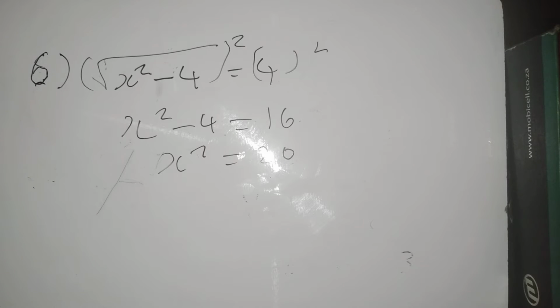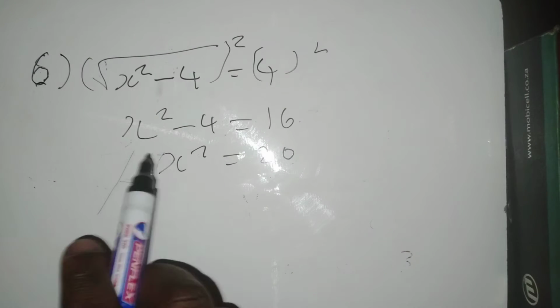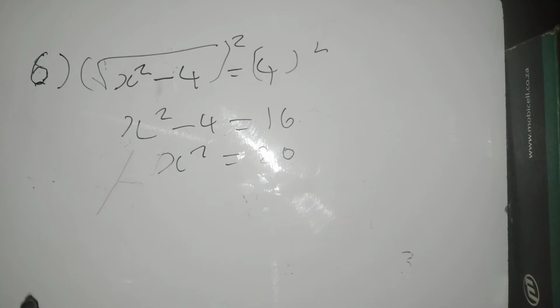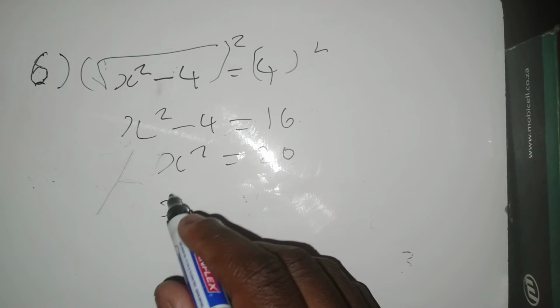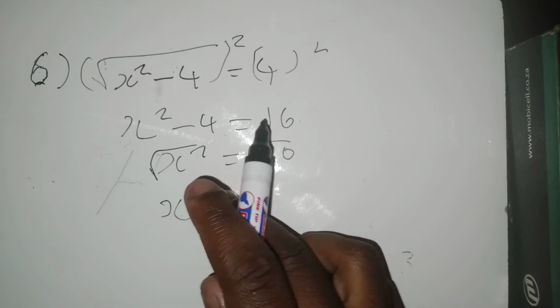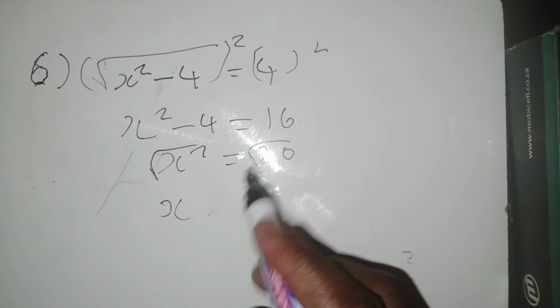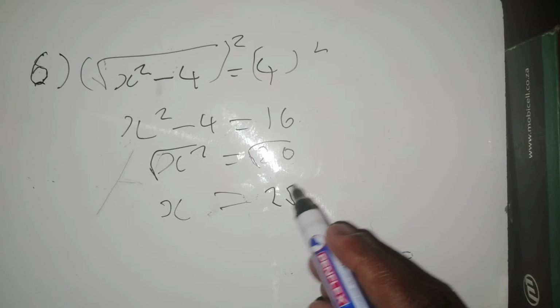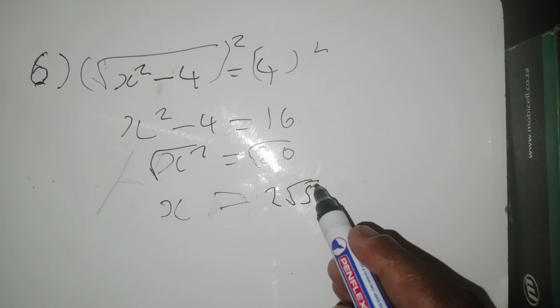Yep, because when we square both sides, the square cancels the square root. We're left with this, right? And then now 4 squared is 16. So we take this, we'll have that. So now we'll have to square root both sides because we're solving for x to get rid of the square. So square root of 20 should be 2 root 5. If you type it in the calculator, it should be 2 root 5.